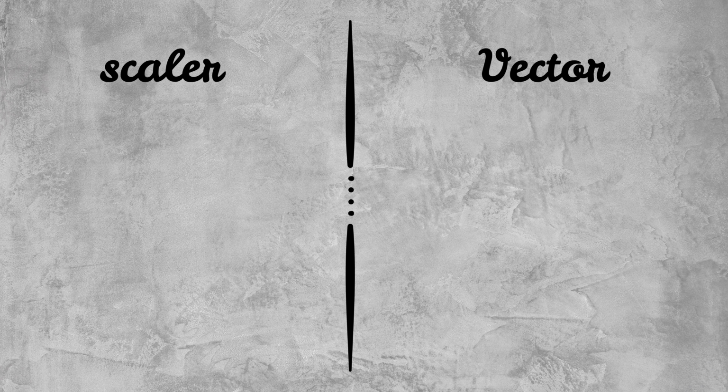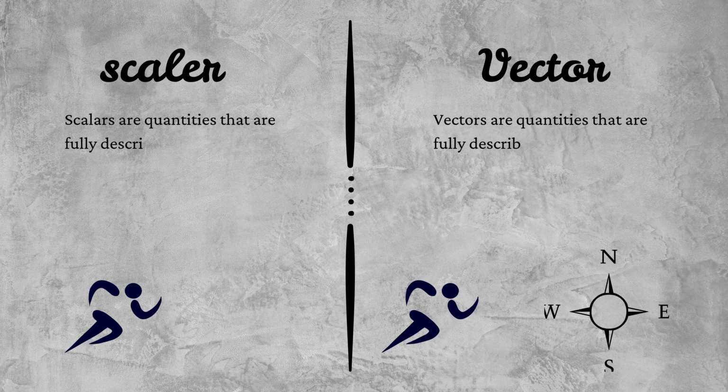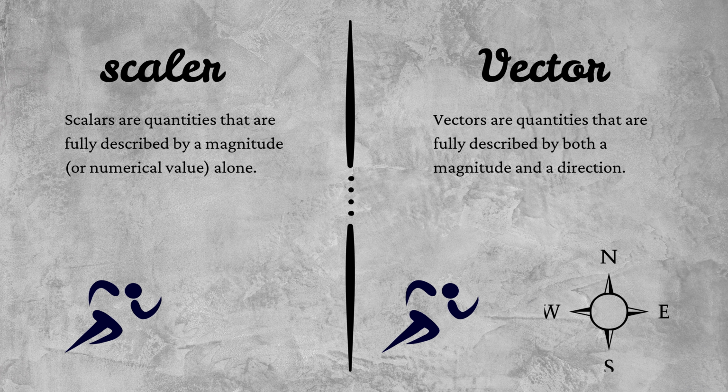Scalar quantities have only magnitude, they tell us how much of something there is. Vector quantities have both magnitude and direction, they tell us how much and in which direction. Examples of scalars include distance, speed, time, mass, and temperature. Examples of vectors include displacement, velocity, acceleration, force, and momentum.